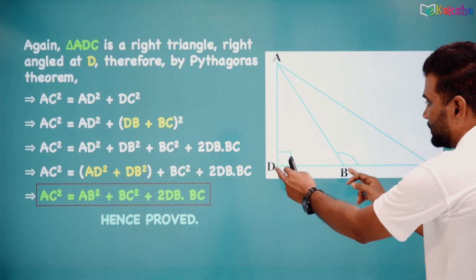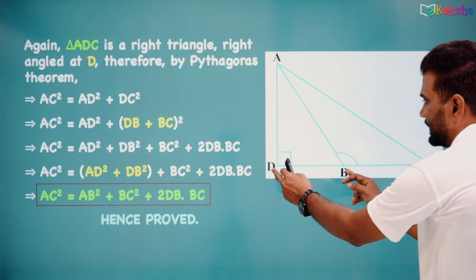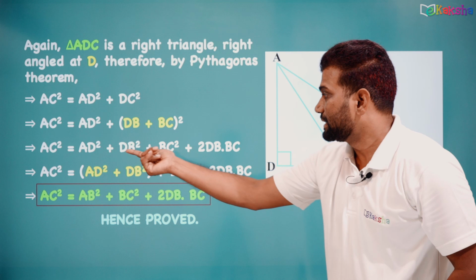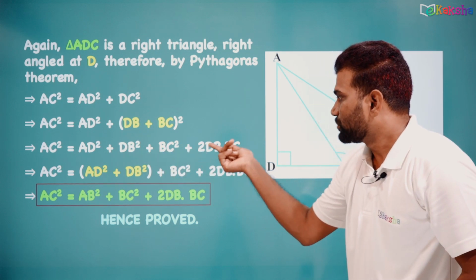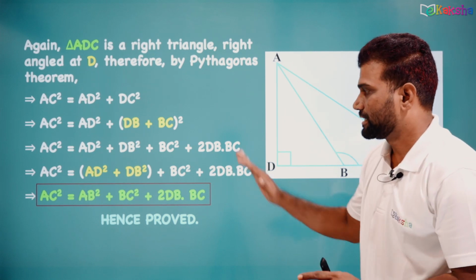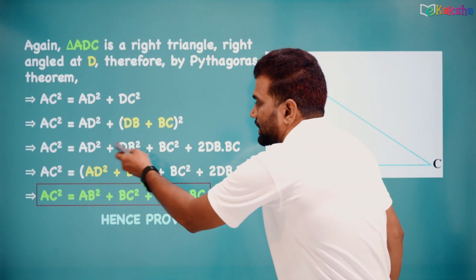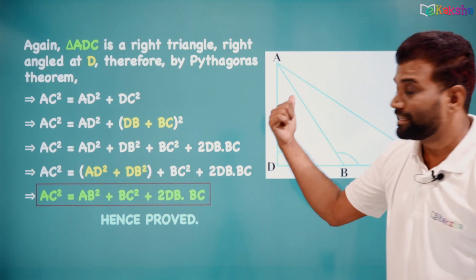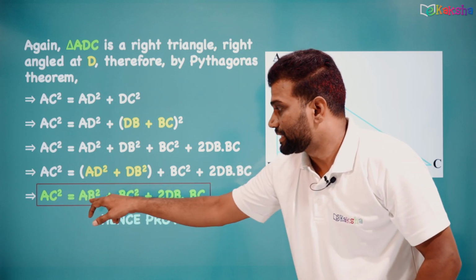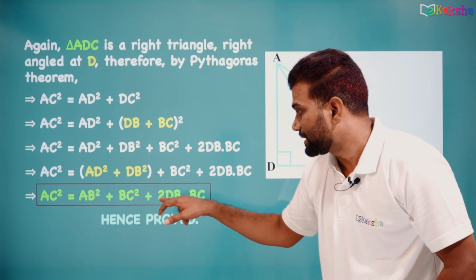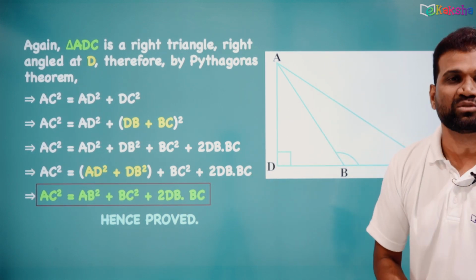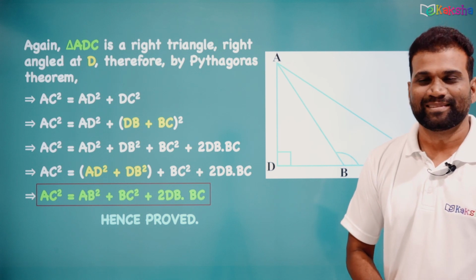DC is this whole length, which you can rewrite as DB plus BC, so (DB plus BC) whole square. Expanding this, we got DB square plus BC square plus 2 times DB into BC, or you can say BC into BD also, it doesn't matter. Then these two terms, AD square plus DB square, from equation 1 equal AB square. So AC square equals AB square plus BC square plus 2 times DB into BC, or BC into BD. This is what we needed to prove, so hence it is proved. Clear? This is it.